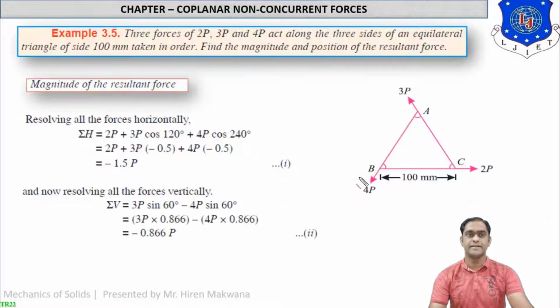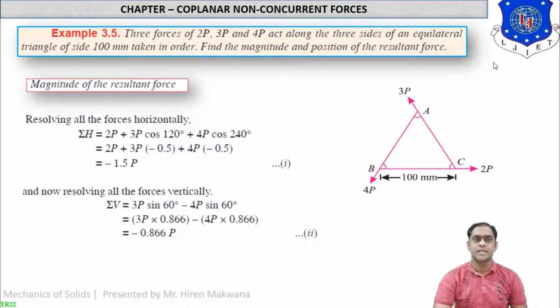Let us go ahead. See the example over here. In this example, the system consists of three forces on an equilateral triangular plate. You can see they are 2p, 3p and 4p. The length of each and every side of the triangle is 100 mm. You can see the angle inside the equilateral triangle is 60 degrees, 60 degrees for all the three angles because it is an equilateral triangle.